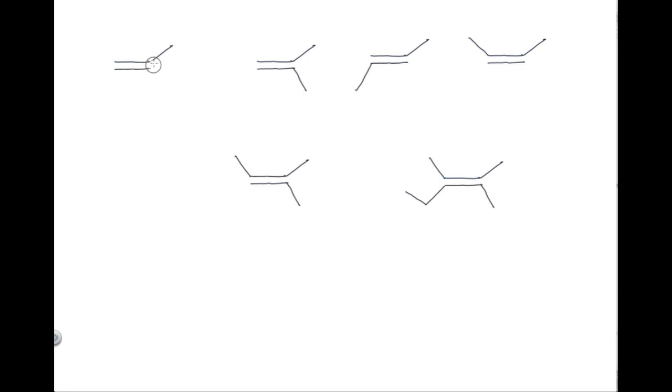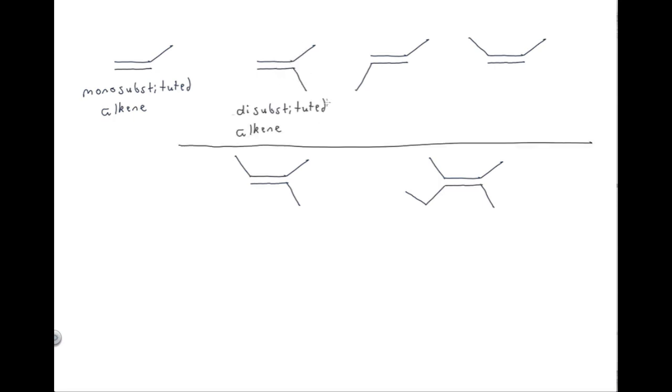Now this is what's called a monosubstituted alkene. It's called monosubstituted because it's attached to one carbon chain. Mono is a prefix that means one. Can you guess what this would be called? This is called a disubstituted alkene. This is called disubstituted because it's attached to two carbon chains. Di is a prefix that means two.